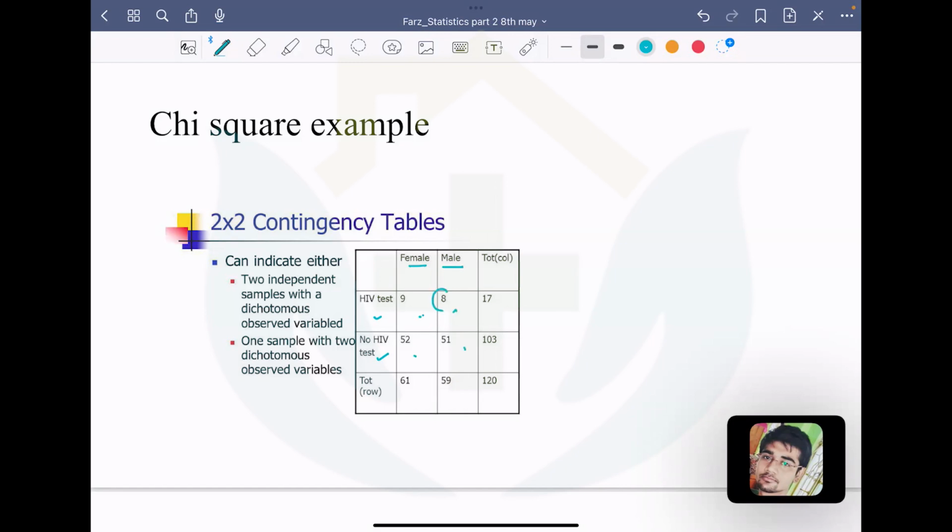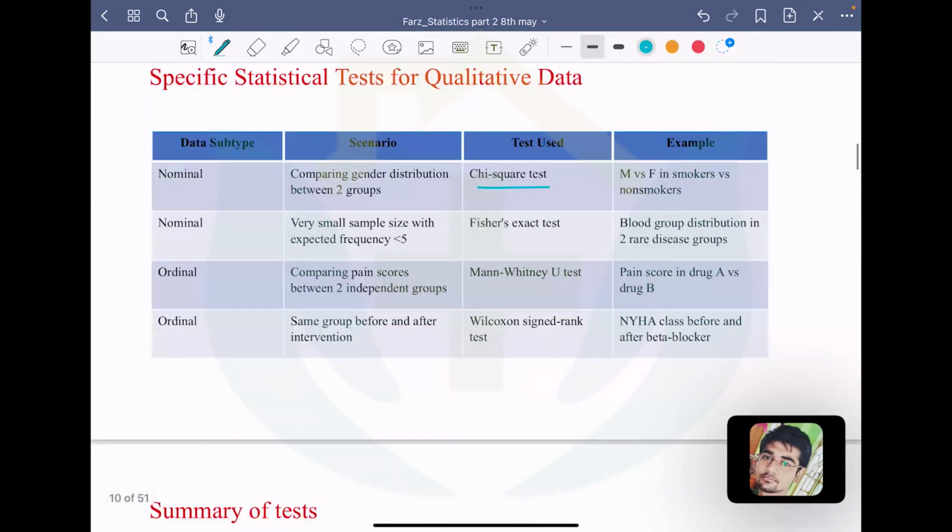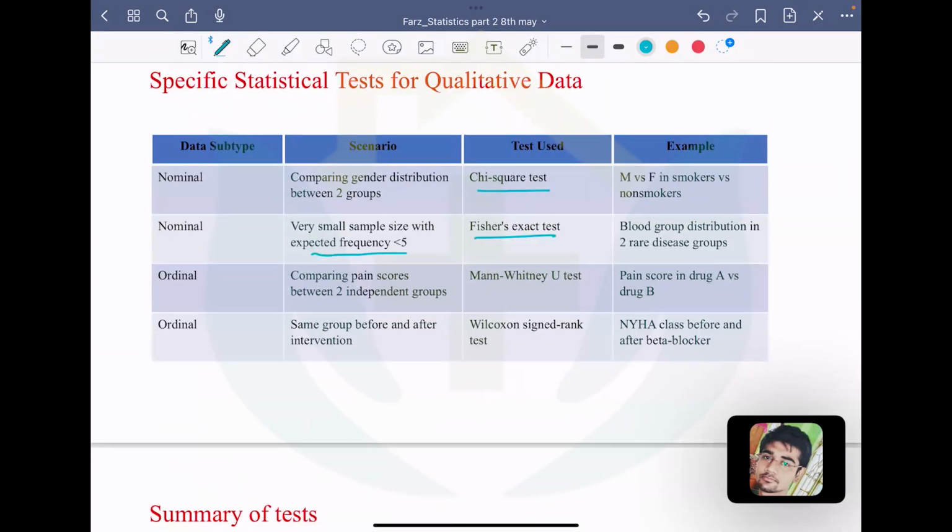If any of the values is less than 5, then you use another test. Okay. So when all the values are more than 5, you use a chi-square test. If any of the values in the cells is less than 5, you'll be using Fisher's exact test. So that is what is mentioned here. If the frequency is less than 5, use Fisher's exact test. Okay. So this can be frequently asked.